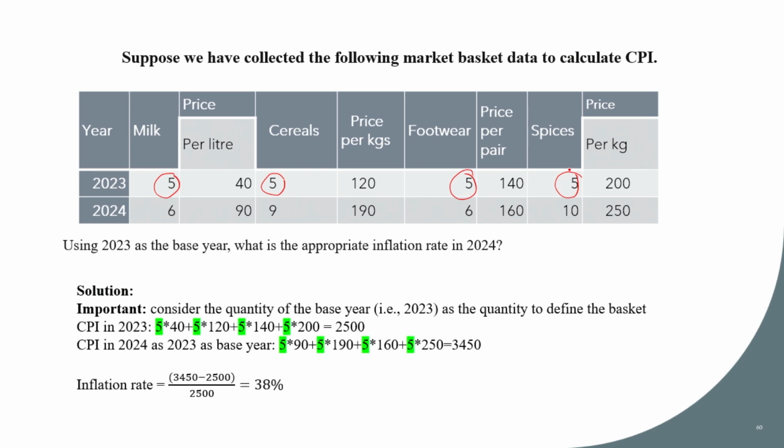So the solution here is, as I mentioned, consider the quantity of the base year as the quantity to define the basket. Then accordingly you can calculate the CPI in 2023 as well as the CPI in 2024. Using the inflation formula, you are going to get 38%, that is the inflation. So from this table, what we have summarized is that, as compared to 2023, in 2024 there is a 38% increase in the price level.